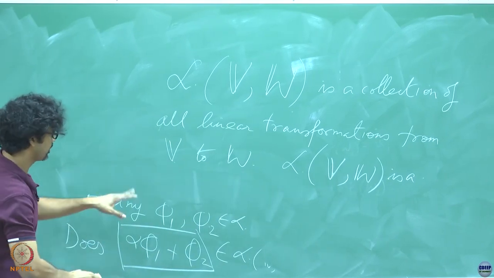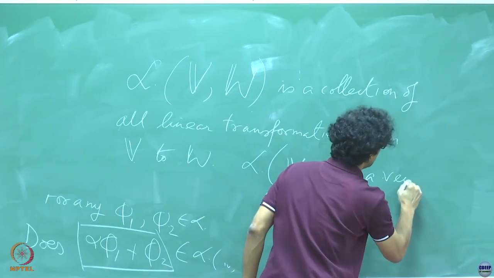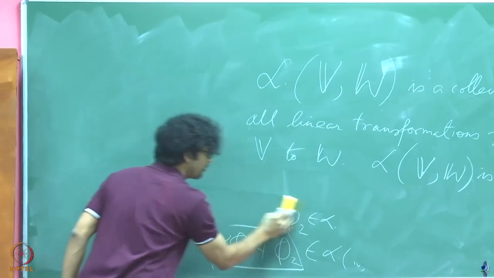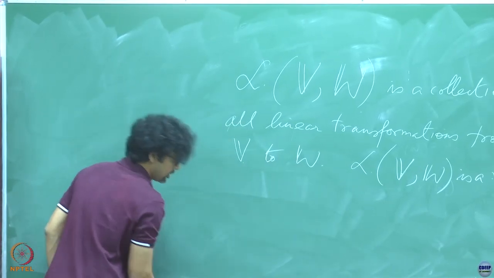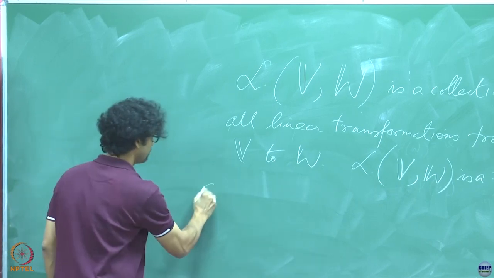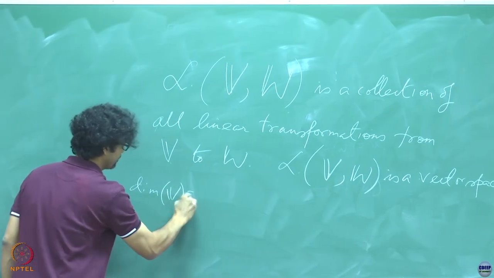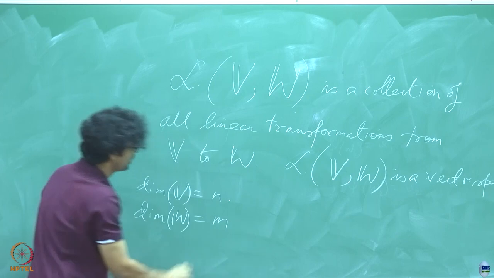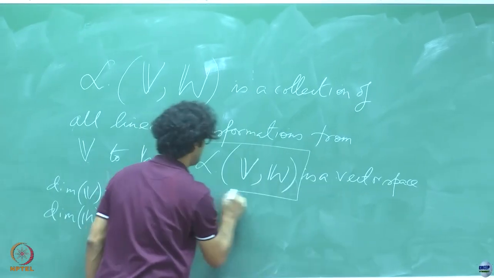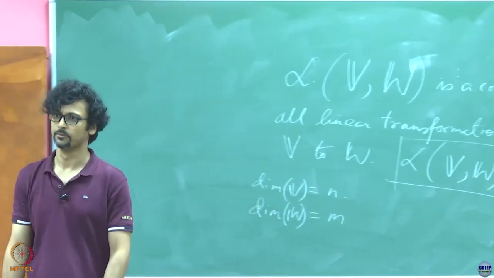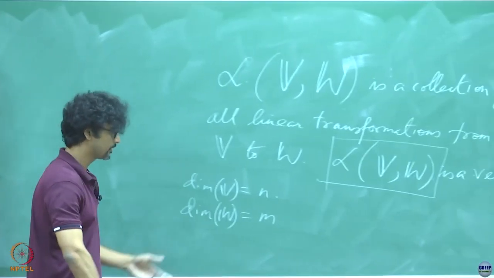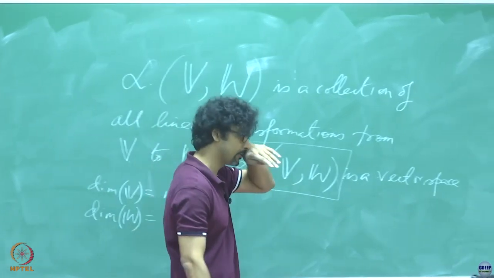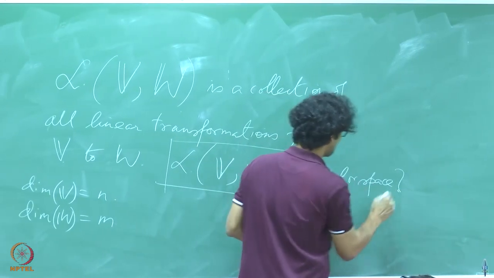The next important result is, okay, let me leave it here. Suppose V has a dimension n and W has a dimension m. What do you think is the dimension of this object? Yeah? See, we've already convinced ourselves, at least you've asked me to leave that as an exercise. So I have done so.